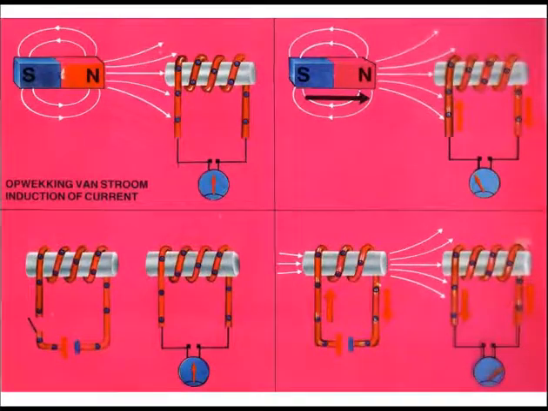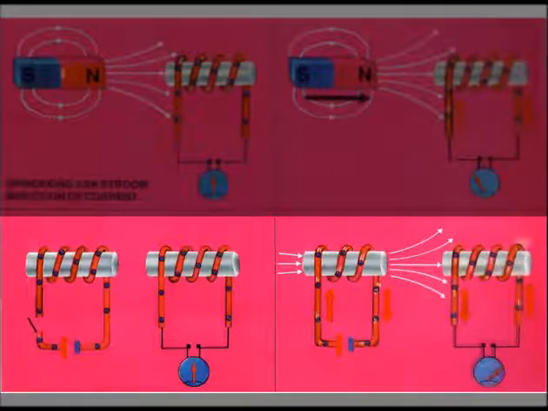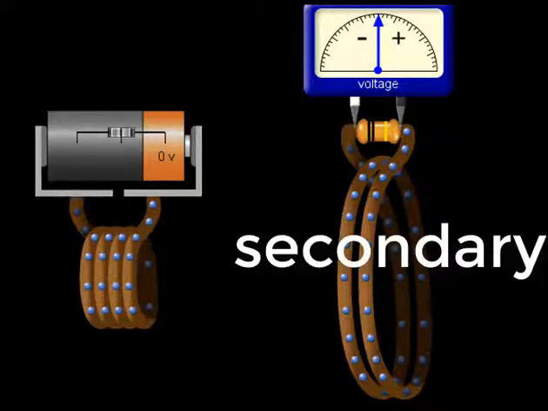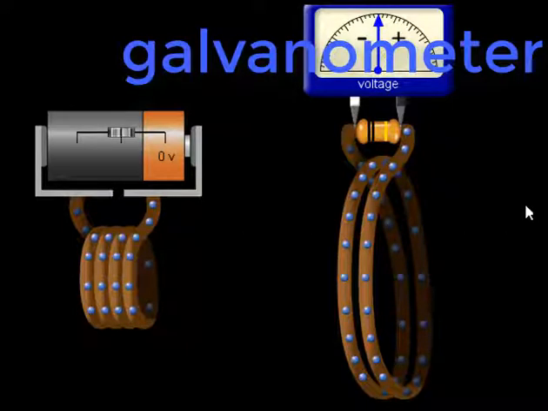Another way of inducing current in a solenoid is shown in the bottom set of diagrams. Each of these diagrams shows two solenoids, one connected to a battery and one not. The one connected to the battery is called the primary, and the one not connected is called the secondary coil. The secondary coil has a galvanometer, and this is to detect whether there is any current or voltage induced in it.